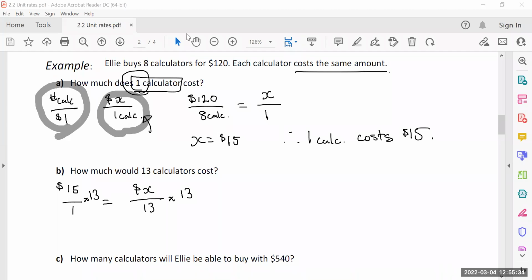And so this is canceled or divided into each other, giving you a 1. 15 times 13 is 195 on the left side, and on the right side, I'm left with just x. You found x. Therefore, 13 calculators will cost $195. Yes? I might have complicated it a little bit.